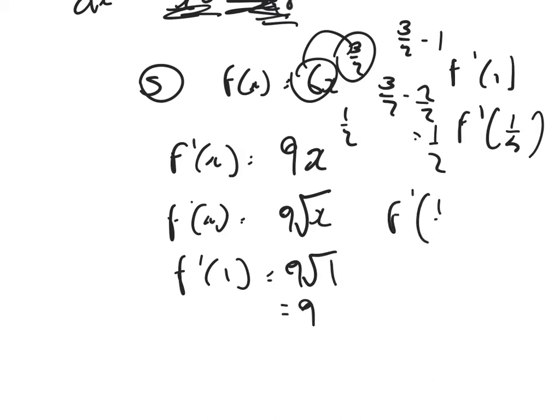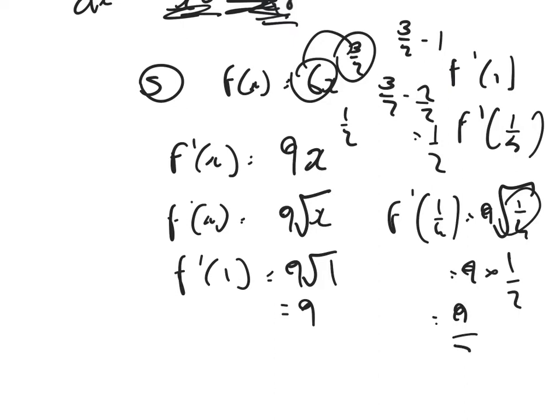And for f dash 1/4, that would be 9 lots of the square root of 1/4. So that's 9 multiplied by the square root of 1/4. Well, root 1 is 1, and root 4 is 2, and that is 9/2.